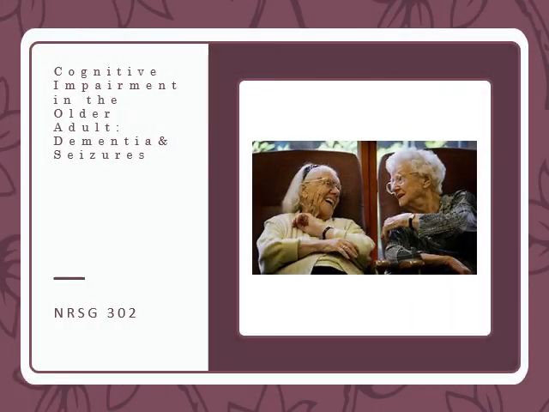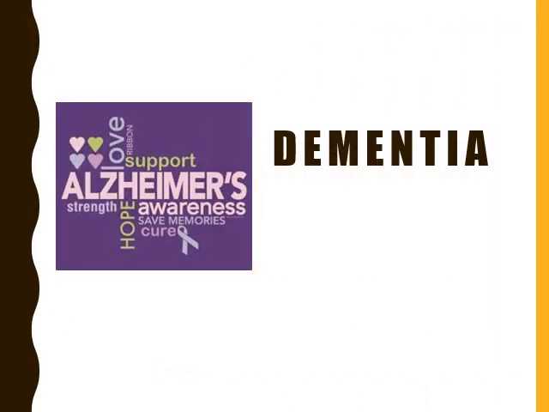So the second lecture that has to do with cognitive impairment of the elder adult is actually going to focus on dementia. We're actually going to look at seizures too. So when we start talking about dementia, the one that obviously comes to the forefront is Alzheimer's disease.